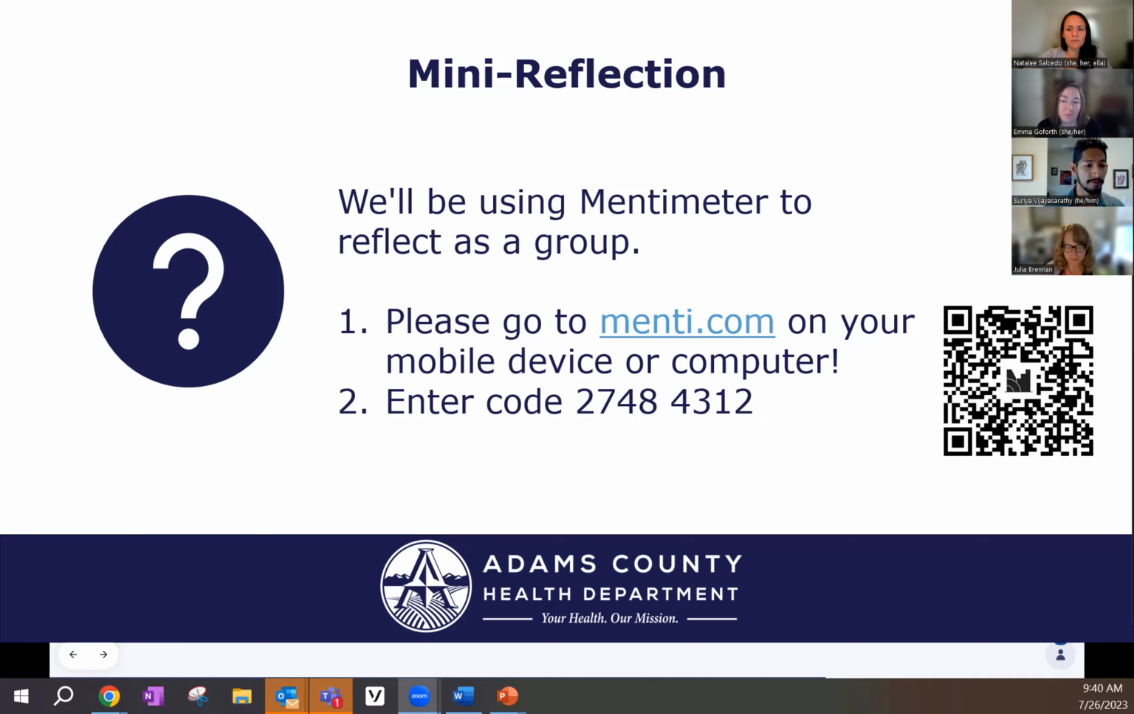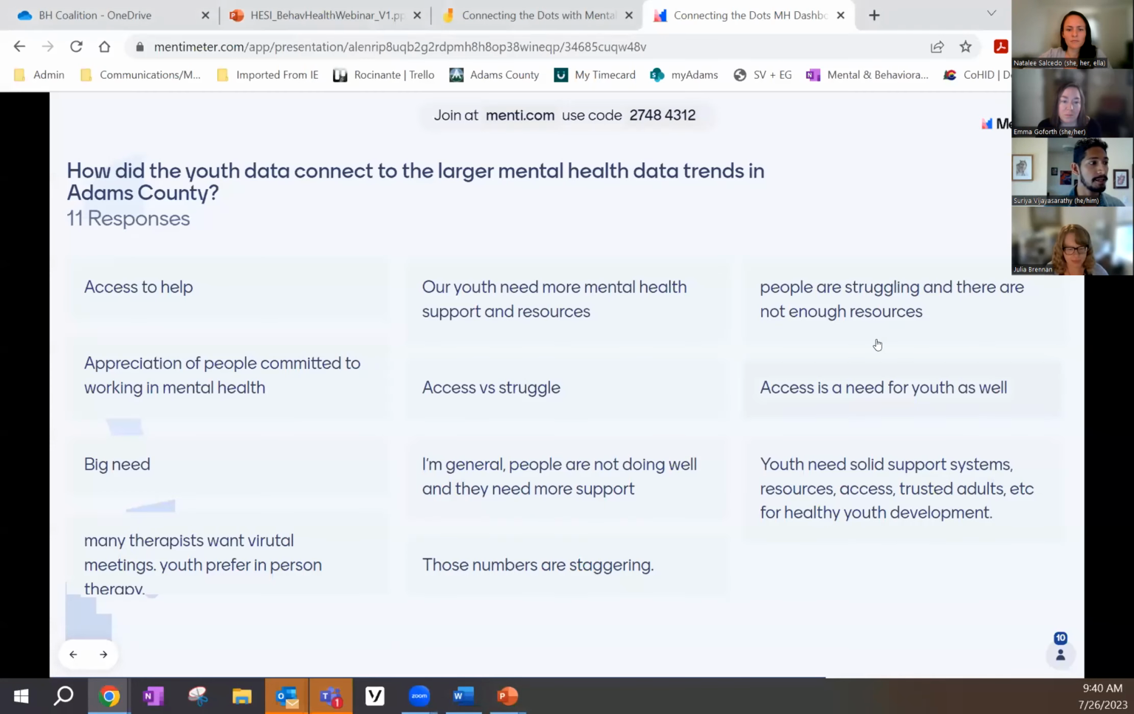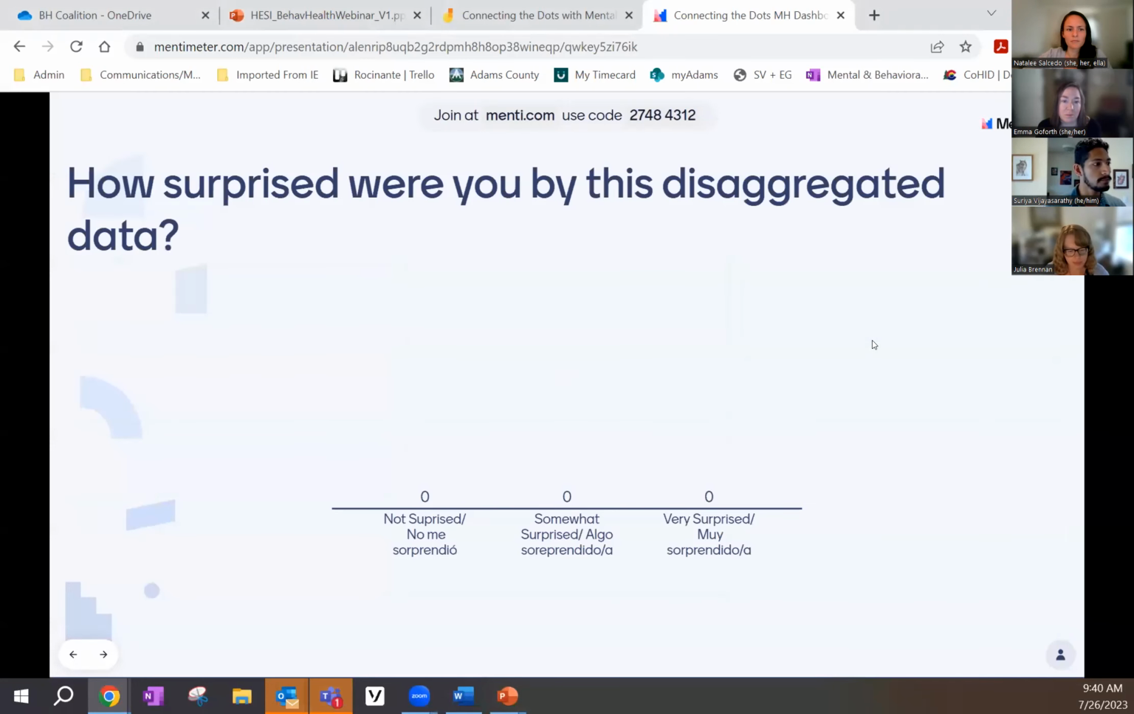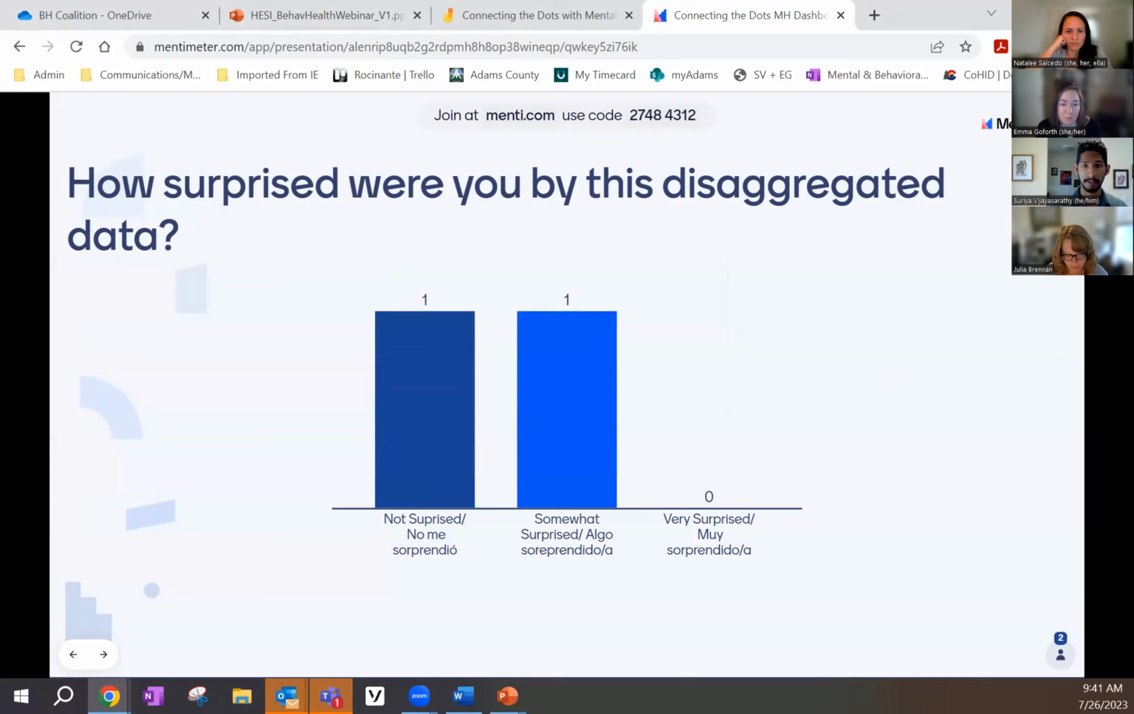The question we have for you is very simple: were you surprised by this data when we looked at this? You could talk about the youth data or just any of this data in particular, or specifically how we talked about this disaggregated data with race and ethnicity and sexual orientation with youth. Was this surprising to you at all? Let's just give it a few seconds here for folks to type in their answers.